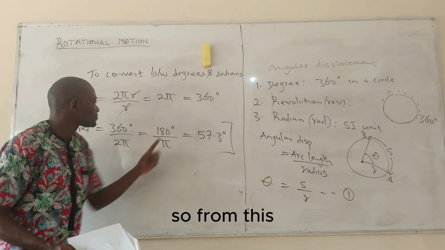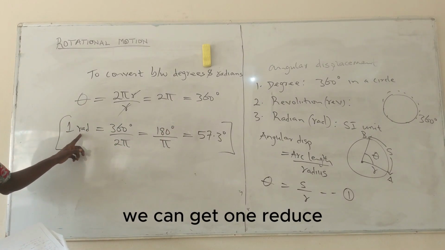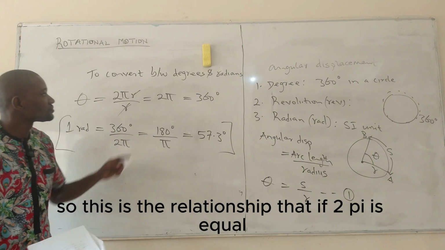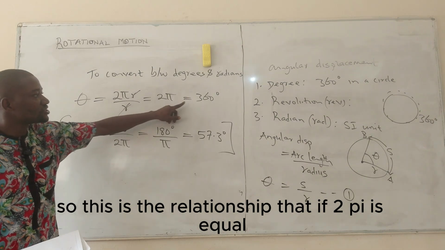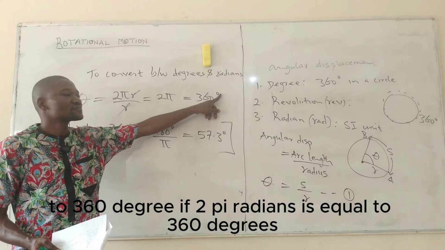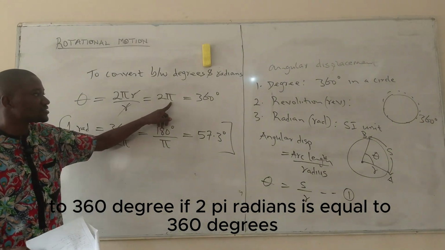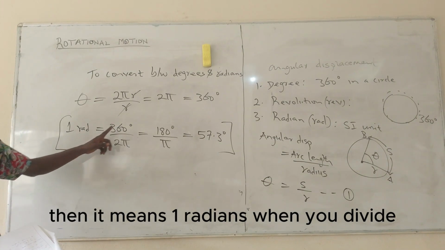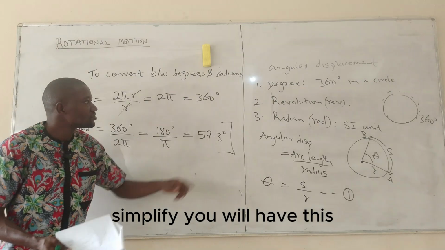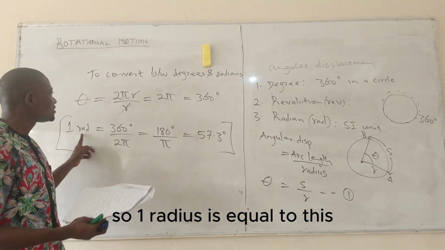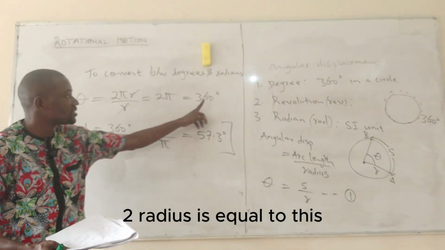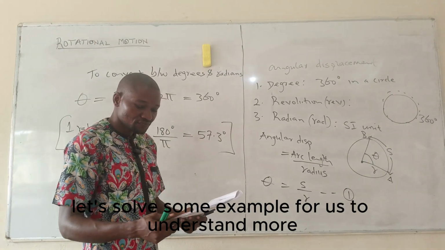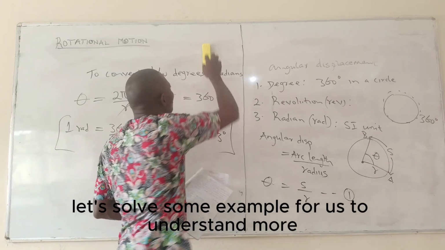So from this, we can get 1 radian. So this is the relationship: if 2 pi radians is equal to 360 degrees, then it means 1 radian, when you divide and simplify, you will have this. So 1 radian is equal to this, 2 radians is equal to this. Is that taking? Okay, let's solve some examples for us to understand more.